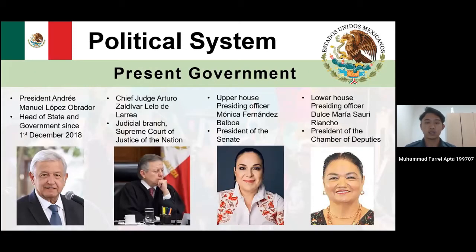Okay, this is the present government of Mexico. The president is Andres Manuel Lopez Obrador. He is from the Morena party. For the judicial branch, the Supreme Court of Justice of the Nation is led by Chief Judge Arturo Zaldivar Lelo de Larrea. The President of the Senate is Monica Fernandez Balboa. She is from the Morena party also. And the President of the Chamber of Deputies is Dulce Maria Sauri Riancho. She is from the PRI party.